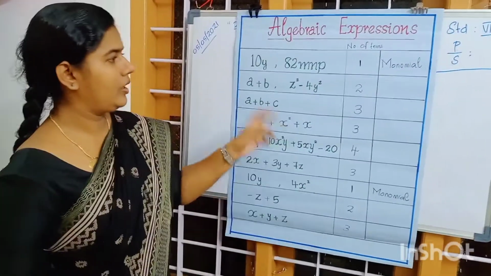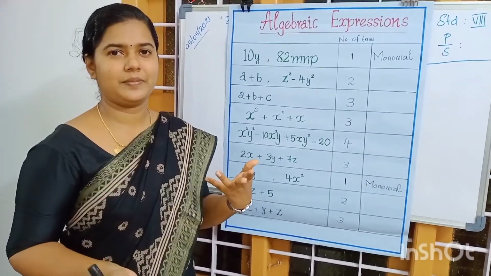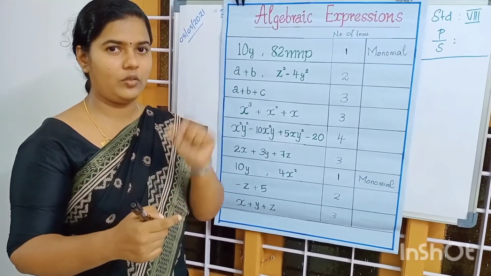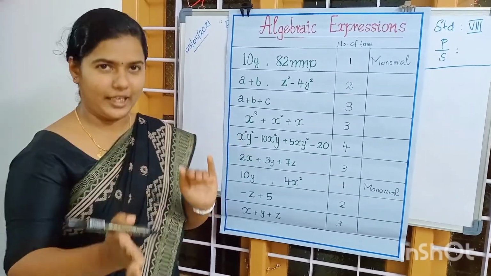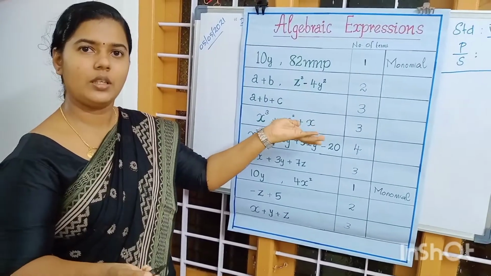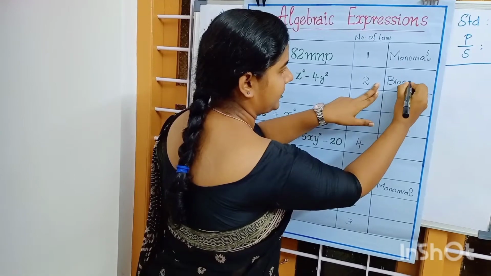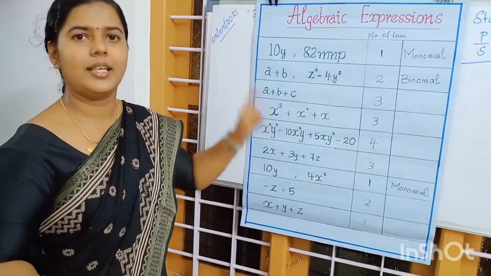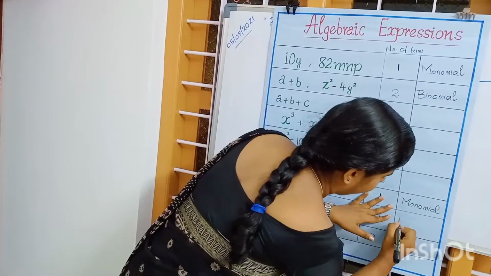Okay. So next, what about expression with 2 terms? Mono means 1. So what will be the word for 2? Yes, it's bi. So it will be binomial. Good. So these 2 expressions are with 2 terms. So let's name this as binomial. So among this, there is one more binomial, that is this negative z plus 5.